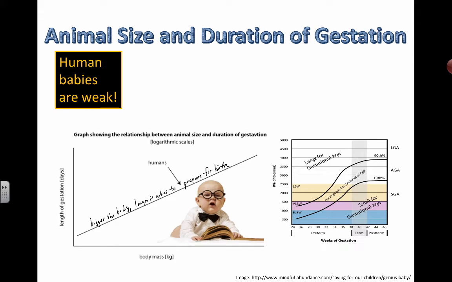Let's take a look at a little pattern or correlation here between animal size and the duration of gestation, which is a fancy word for saying how long the pregnancy actually is.